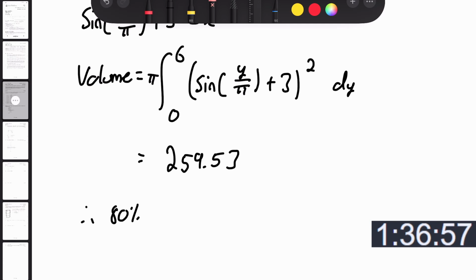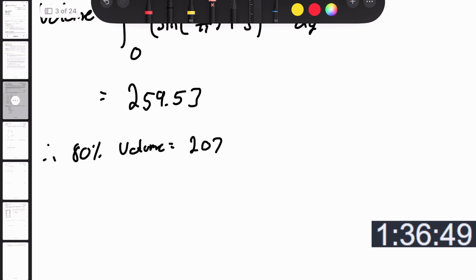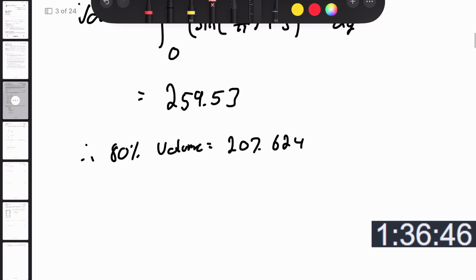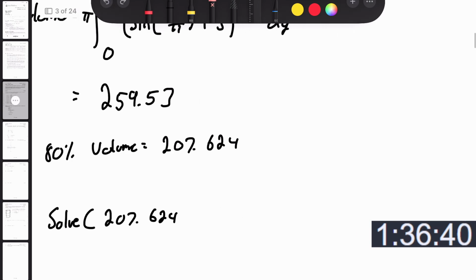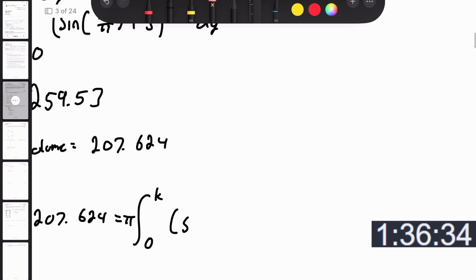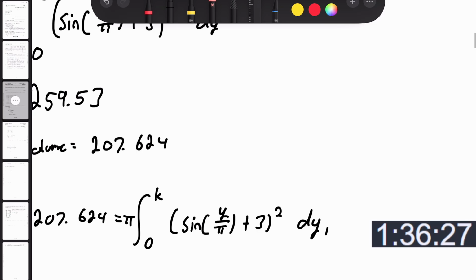Therefore 80% of volume is equal to 0.8 times 259.53. So 207.624. If I want to solve for 207.624, it's going to equal 0 to some value k of sine of y on pi plus 3, squared dy, equal k.